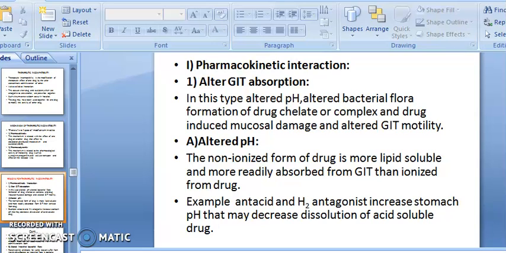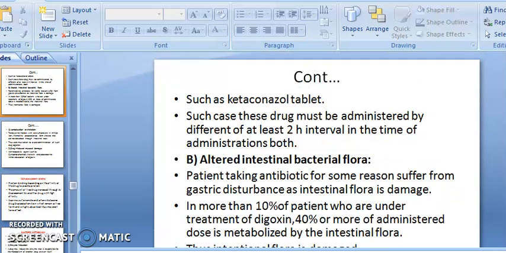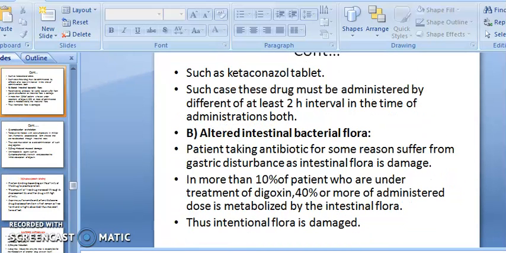Example: antacids and H2 antagonists increase the stomach pH, which may decrease the dissolution of acid-soluble drugs. When you take an antacid or H2 antagonist, the stomach's pH increases, and along with your drug there is a decrease in the rate of dissolution of acid-soluble drugs, such as ketoconazole tablets. In such cases the drugs must be administered at least 2 hours apart.